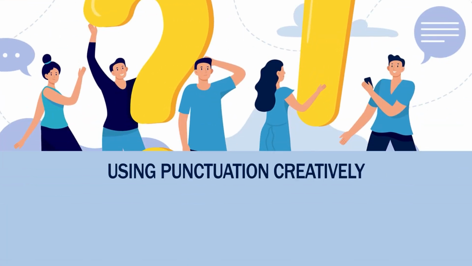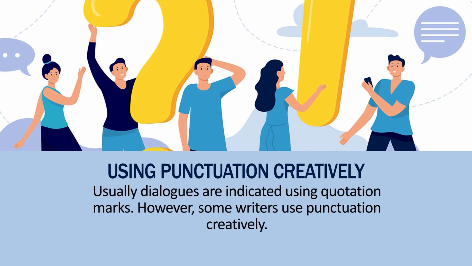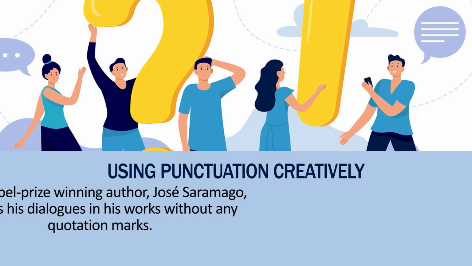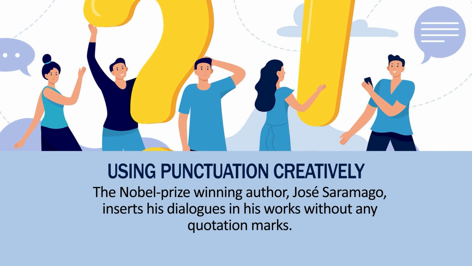Increasingly, writers are using punctuation creatively. Usually, dialogues are indicated through using quotation marks. However, some writers have begun to use the punctuation creatively. Nobel Prize-winning author Jose Saramago inserts his dialogues in his works without any quotation marks.